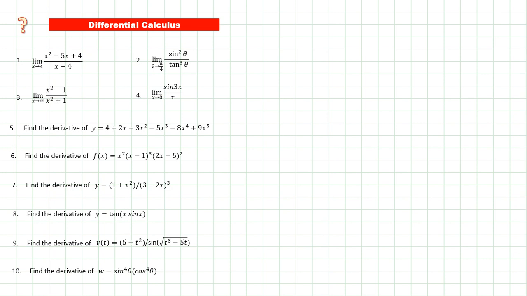Yung sa number 9, we have a function v of t. V of t equal to, this is a fraction pala, no? V of t is equal to a fraction. 5 plus t squared, na naka-parenthesis. And then sa denominator, we have sine of the square root, no? Ang tindi. Merong square root of t cubed minus 5t. Yan. So, ganyan siya, no?